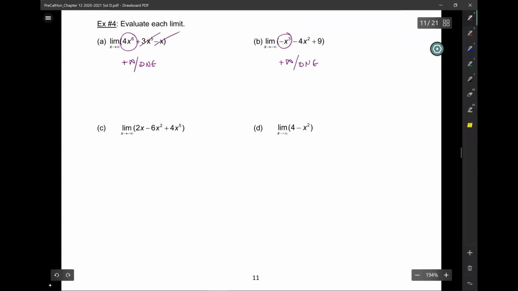Okay, here. The term with the highest exponent is 4x to the 5. Little trickster there. Evaluated at negative infinity, will that give you a positive or a negative value? Negative, so this is negative infinity, DNE. Here, it's negative x squared. At negative infinity, the answer is negative infinity. Infinity squared is positive, but there's a negative in front of it.